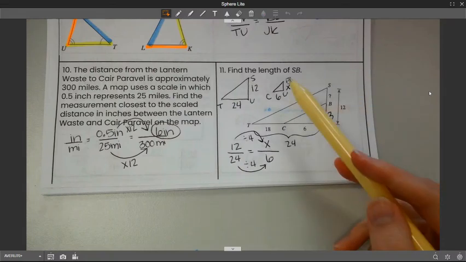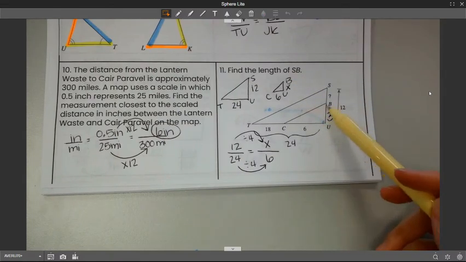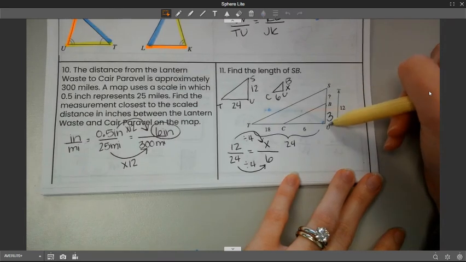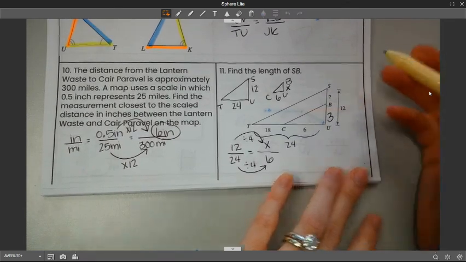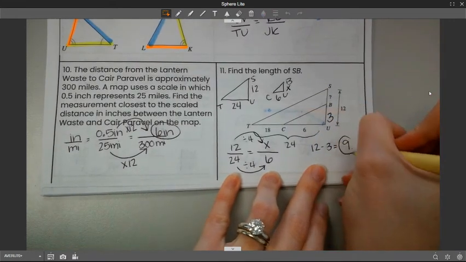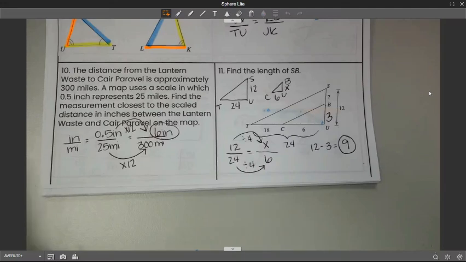But the question asked for is the length of SB. It's not BU. Well, SB is this small part here. Well, if this length is 3 and the whole length is 12, that would mean 12 minus 3 gets me 9. So the length of SB is 9.